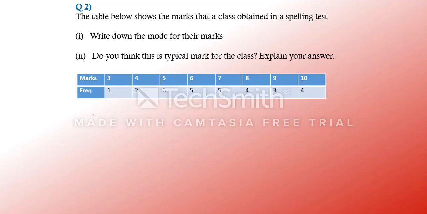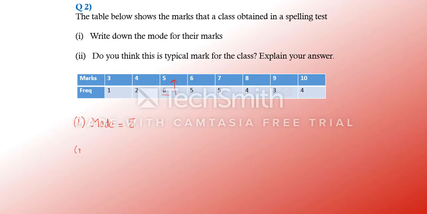So in order to answer the first part, wherein we need to find out the mode, the only thing that we need to look at is we need to run down the frequency row and find out the value with the maximum frequency. As we can see, 6 is the maximum frequency in the row with the frequency values. The corresponding value of marks is what becomes the mode. So the point to be noted is the data value which corresponds to the maximum frequency is what gives us the mode. So which means the modal mark for this particular data is 5.